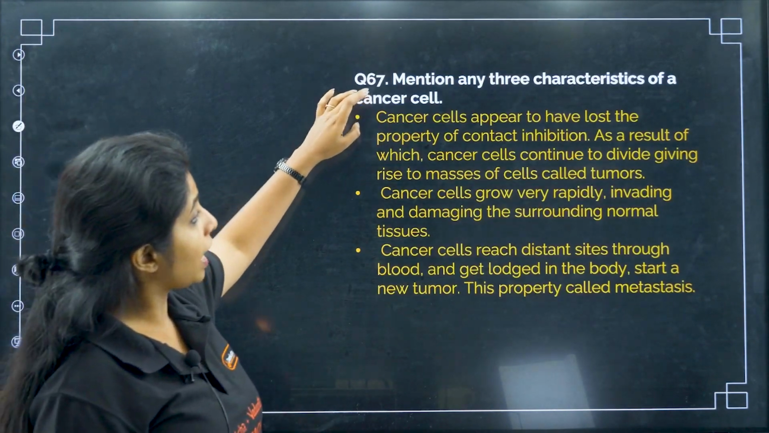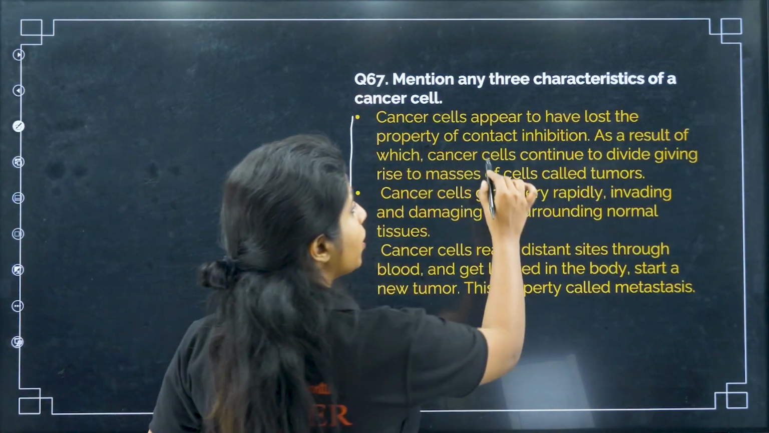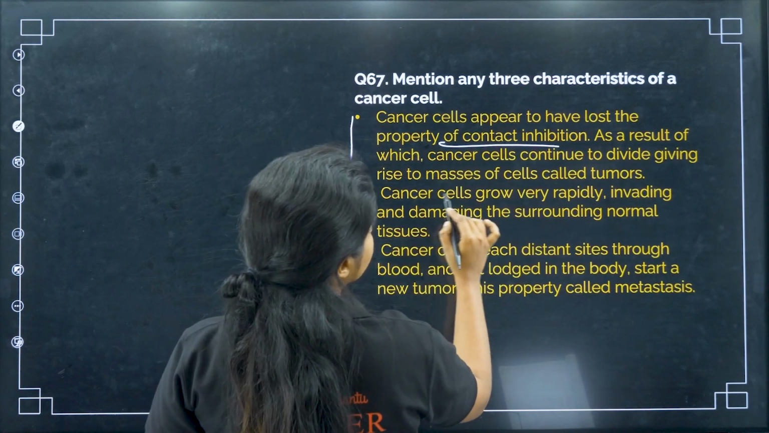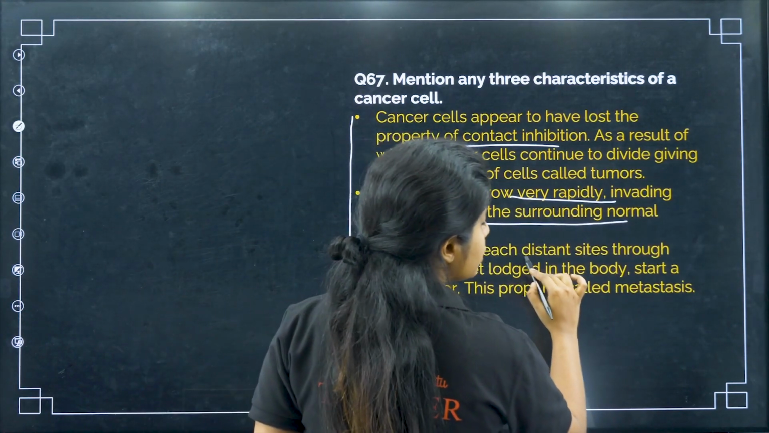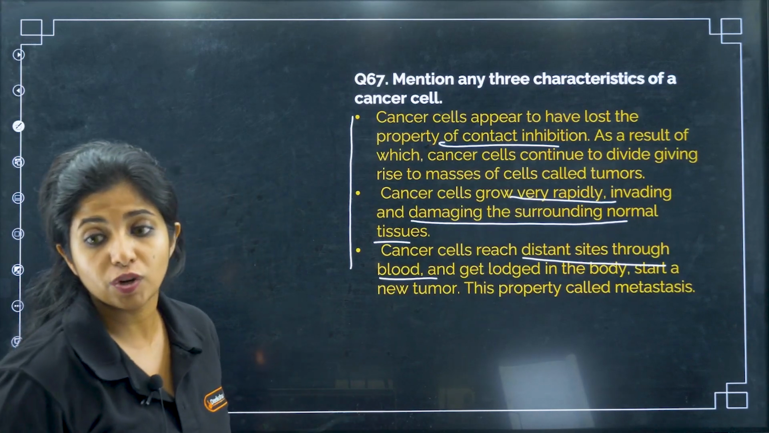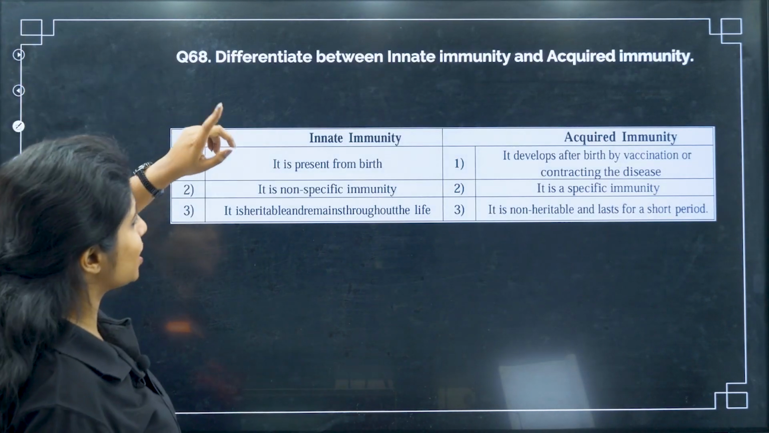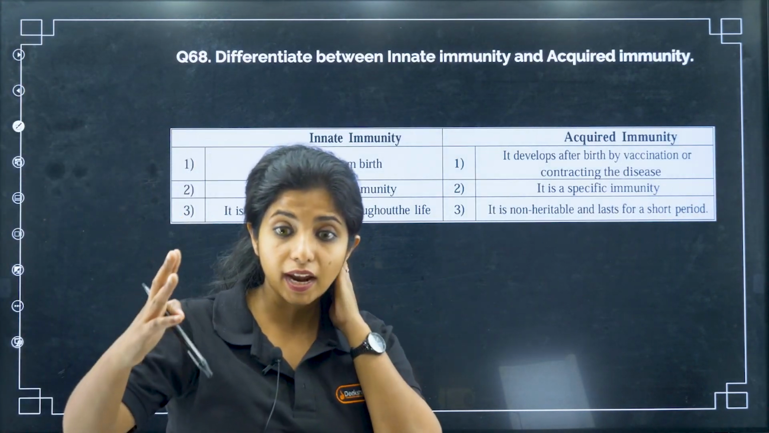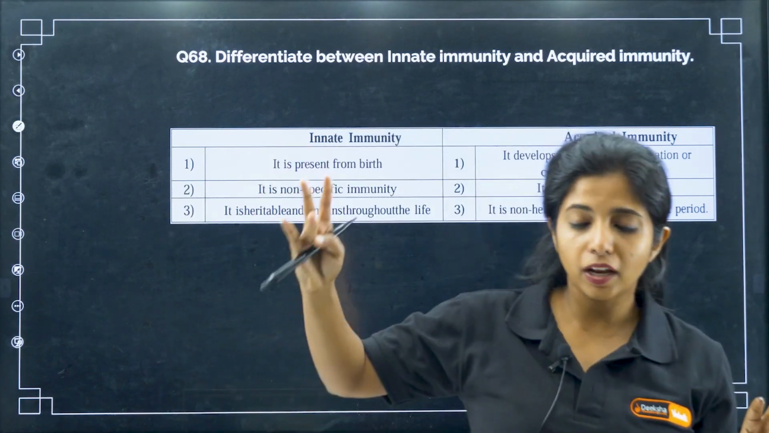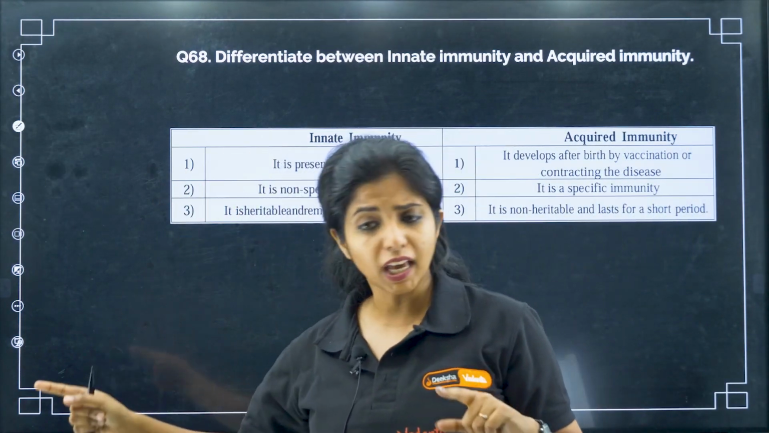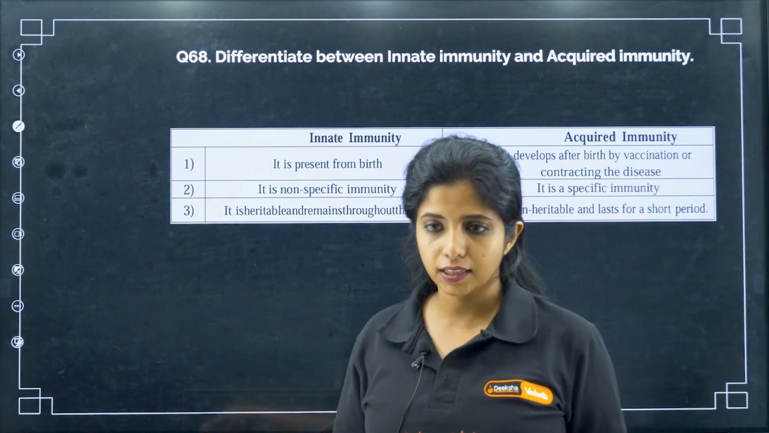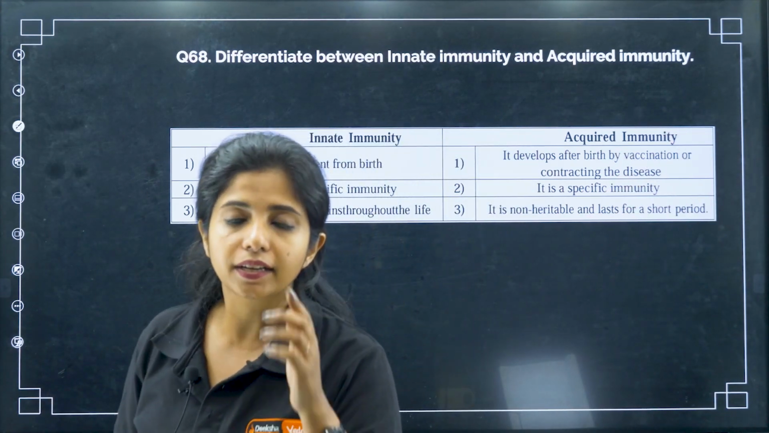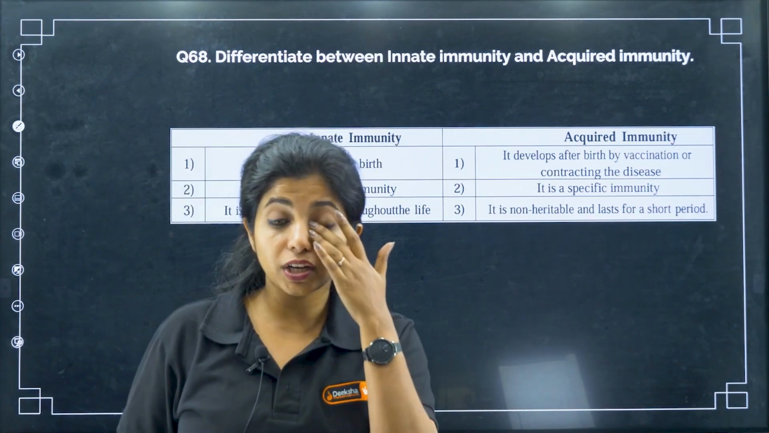Mention any 3 characteristics of cancer cell. Cancer cells appear to have lost the property of contact inhibition, and basically they grow very rapidly, invading and damaging the surrounding normal tissues. They reach distant sites through the blood, and this property is known as metastasis as well. Okay, and there are 3 carcinogens: physical, biological, and chemical. Chemical is tobacco, physical as in UV rays, X-rays, ionizing and non-ionizing radiation, and then you have biological.